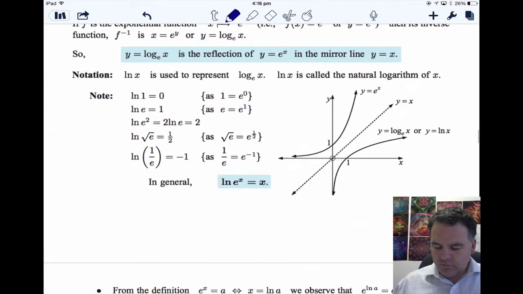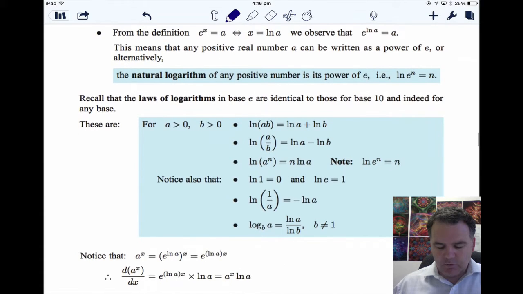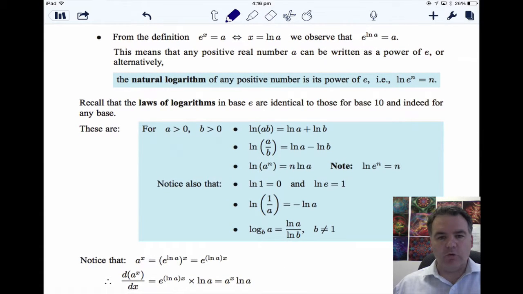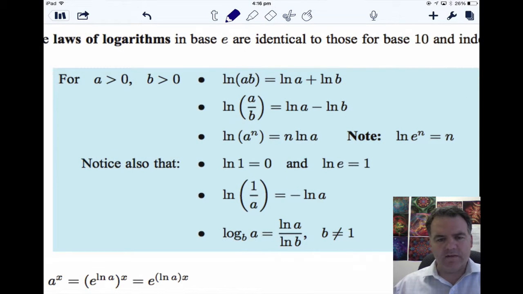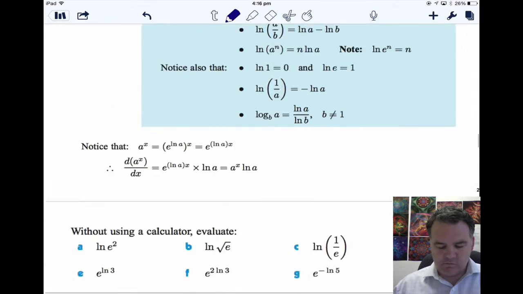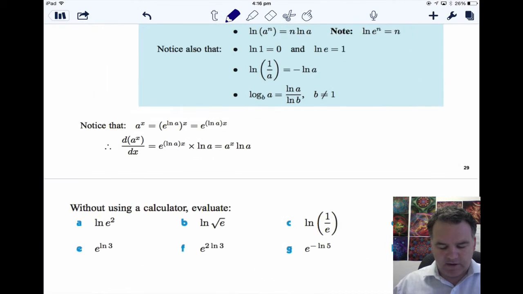This slide here, which is on page 28 in your handout, talks a little bit about what I've been talking about. I'm just going to do a few examples. Now we know the laws of logarithms still apply for the natural log function as they do for the other ones. So these laws that we've all seen applied to log base 10 are going to also apply here. Don't worry too much about the derivatives down the bottom here, we're going to cover that later.